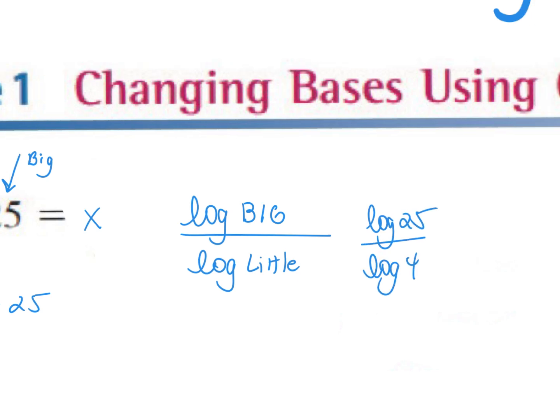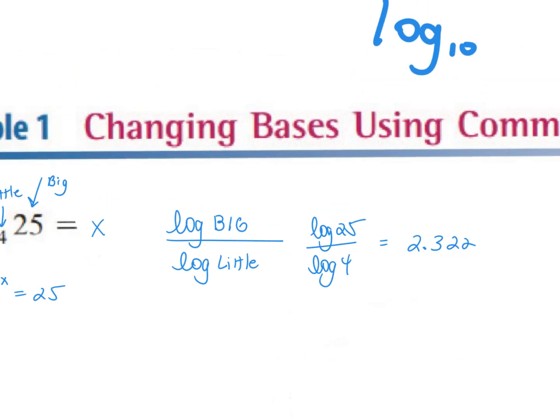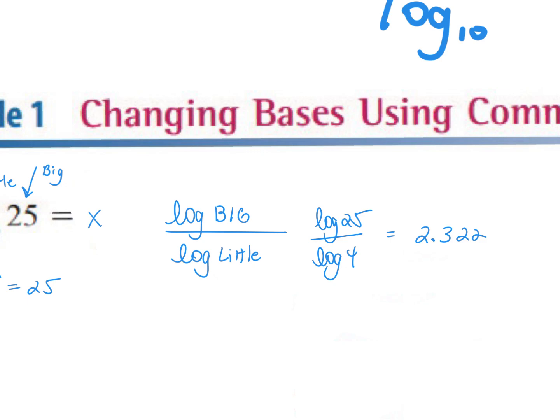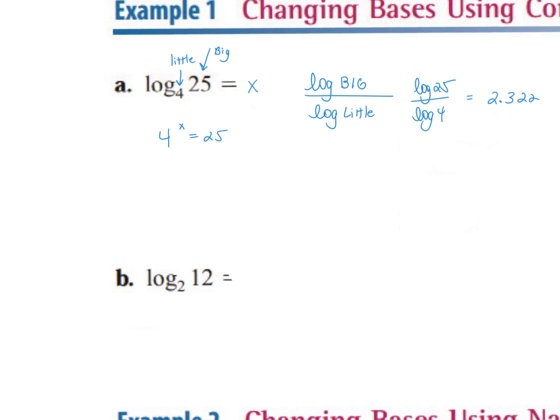And what do you get? Round it to 3 decimal places. 2.322. If you're not getting that, you need to let me know. Everybody okay? So if they tell you to evaluate using the change of base, that's what they mean.